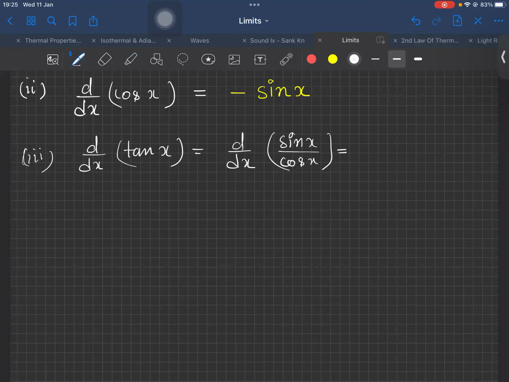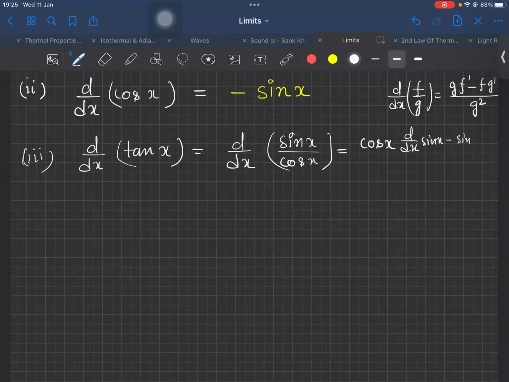See, the quotient rule, I'll write it here. d upon dx of f upon g is equal to g into derivative of the first function minus f into derivative of g, upon g square. Find out and tell me. Which is f and which is g here? f is sine and g is cos. So you'll write cos x into differentiation of sine x, d upon dx of sine x, minus what else?